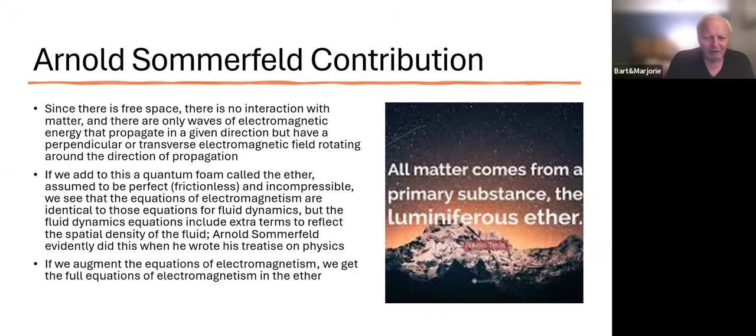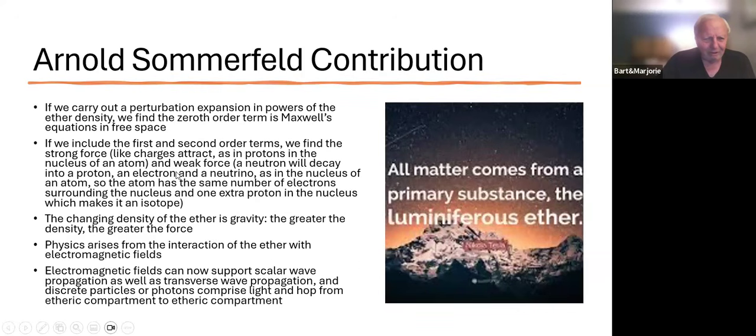And so we see that the equations of electromagnetism are identical to those for fluid dynamics. We add in the extra terms for the spatial density of the ether, and we get a full set of equations for electromagnetism, including the ether and the density of the ether. So now we're going to do some little mathematical crank turning. We carry out a perturbation expansion in powers of the ether density, and we find the zeroth order term, but this is simply Maxwell's equations in free space.